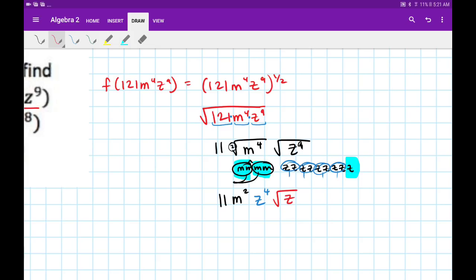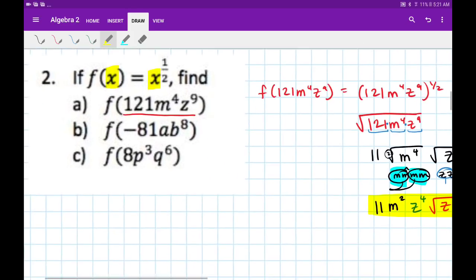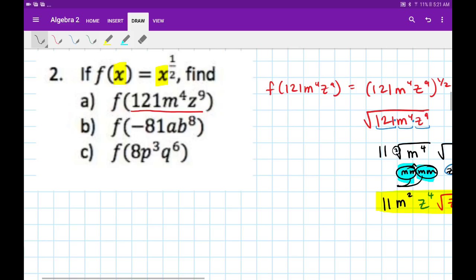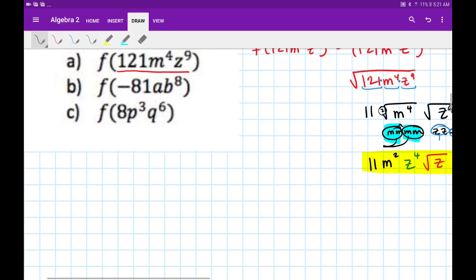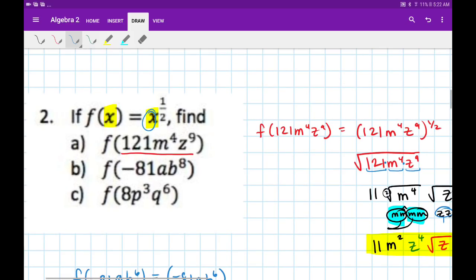So that would be our leftover guy. Okay. That would be our answer to A. Now let's do B. So f of negative 81 ab to the 6th means I'm taking all this and plugging it into my f function.